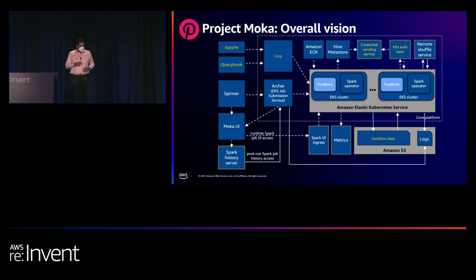So on here, starting from the left-hand side, is how users interact with the system. You see a system service called Spinner. That's our Airflow-based job DAG writing or composing tool. So that really produces workflows. And then we have a service called Archer. What Archer does is it's a job submission service that we wrote specifically for taking these DAG definitions from Spinner and submitting them into a set of EKS clusters.